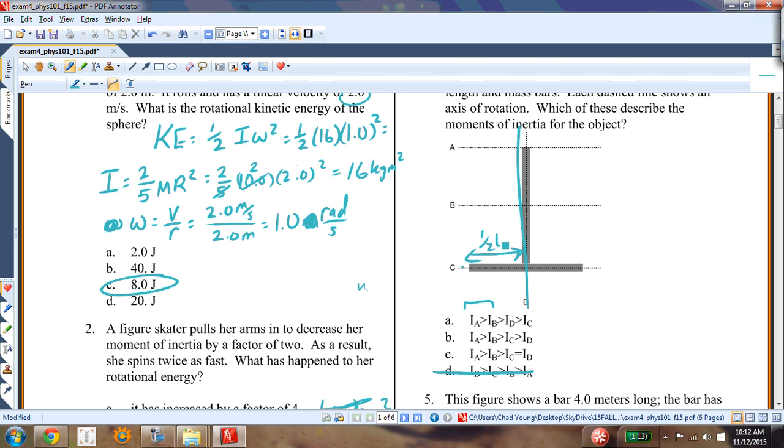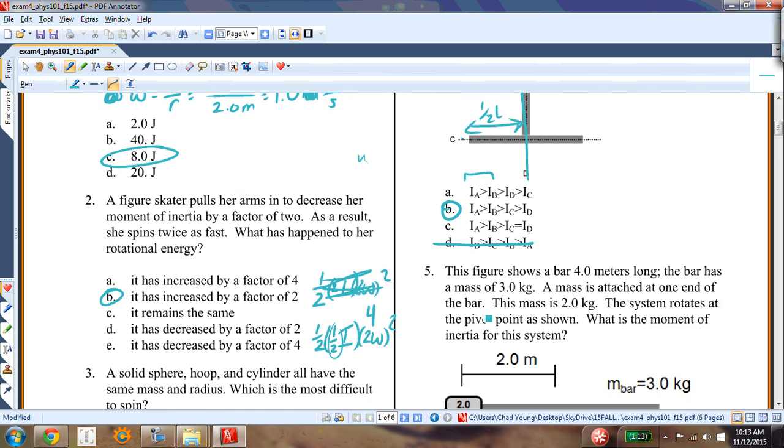So if I go about the axis of rotation at C, it's going to have a bigger moment of inertia. So I is bigger than B, which is bigger than C, which is bigger than D. So B is the right answer.